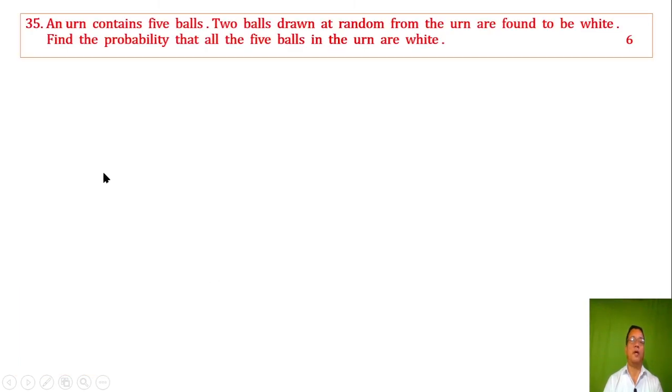Question number 35. An urn contains 5 balls. 2 balls drawn at random from the urn are found to be white. Find the probability that all the 5 balls in the urn are white.